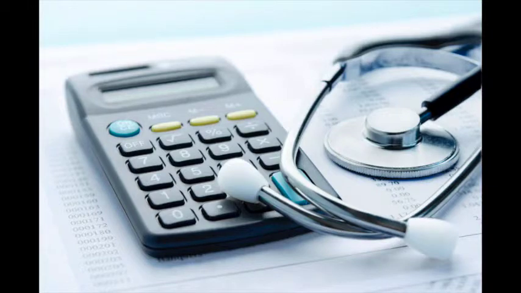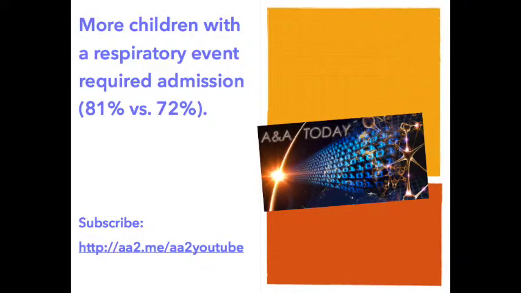More children with a respiratory event required admission, 81% versus 72%. Overall, hospital stays were longer in children with respiratory events. Hospital costs were higher in children with perioperative respiratory events compared to the matched controls. Indirect family costs were 58% higher in outpatients only, but for inpatients, indirect costs were no different.